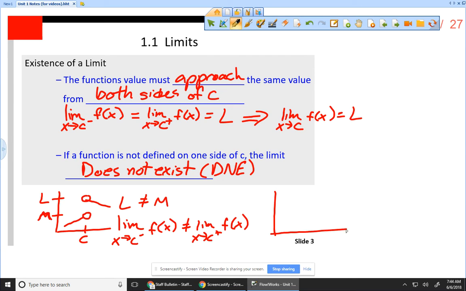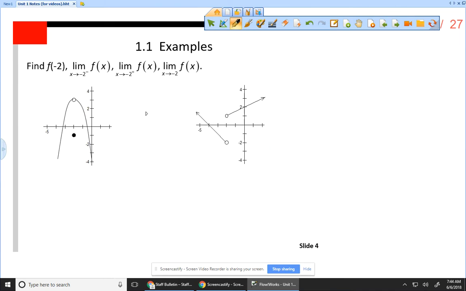Most of the time, we are going to have a situation like this where the graph comes in from the left approaching L and from the right approaching L, and therefore your overall limit will exist and be equal to L. So let's take a look at some of these examples. First of all, we are going to find f of negative 2, then the limit as x approaches negative 2 from the left of f of x, the limit as x approaches negative 2 from the right of f of x, and the limit as x approaches negative 2 of f of x overall.